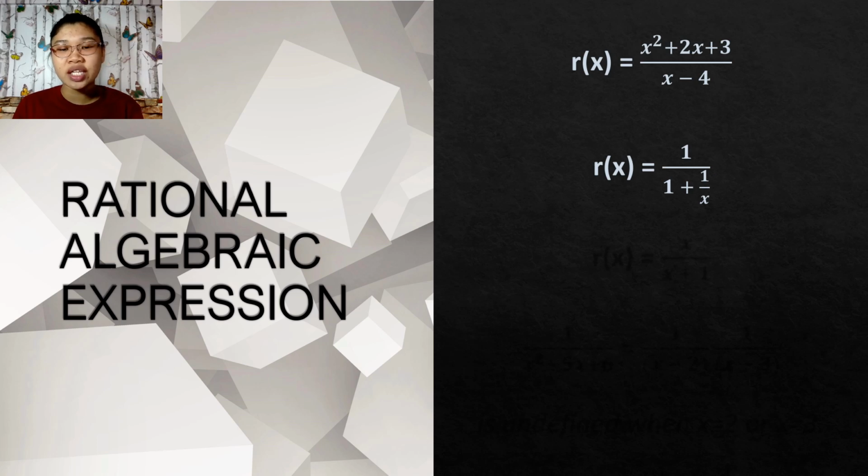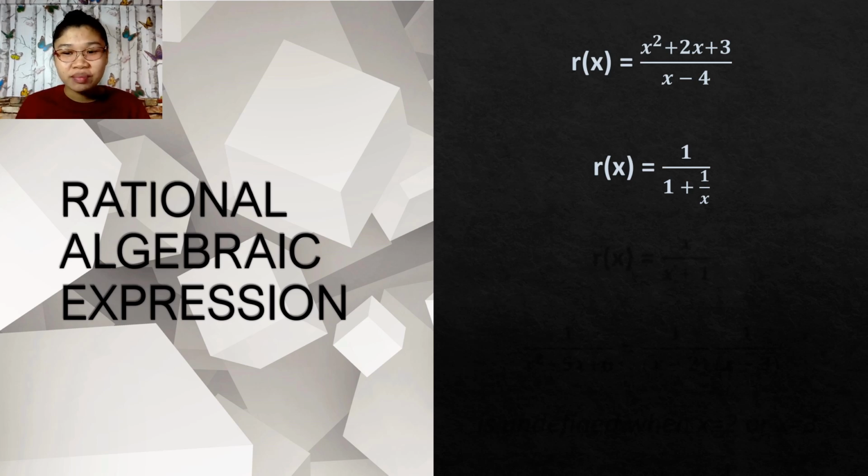The numerator x squared plus 2x plus 3 is actually a trinomial, and it is over x minus 4, which is a binomial. Since this is a ratio of two polynomials, we can say that this expression is an example of a rational expression.